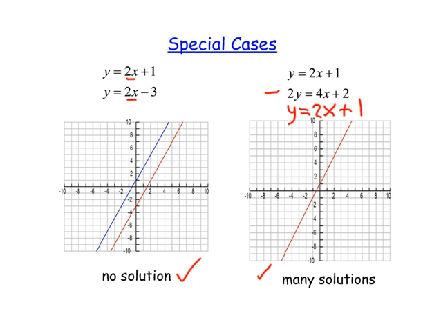Now usually I have someone ask, what if they're perpendicular? Well, we know perpendicular lines by definition have to intersect because they make right angles. So perpendicular lines are going to have one solution, just like most sets of equations.